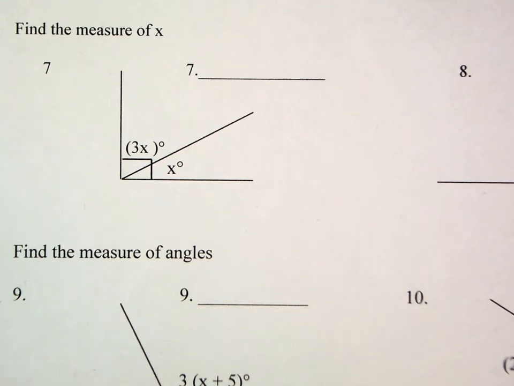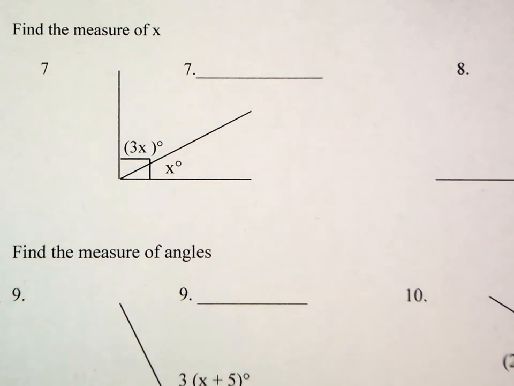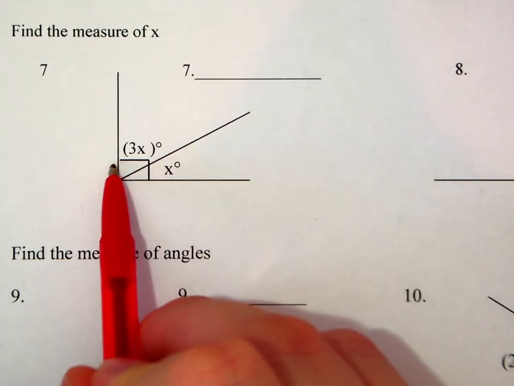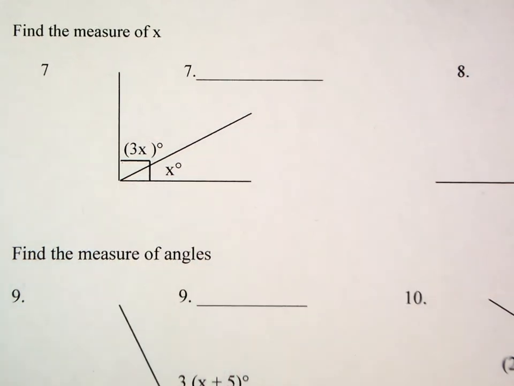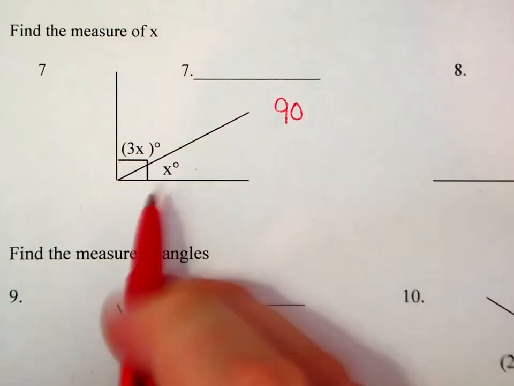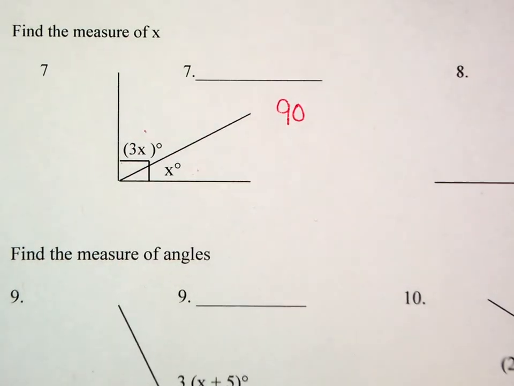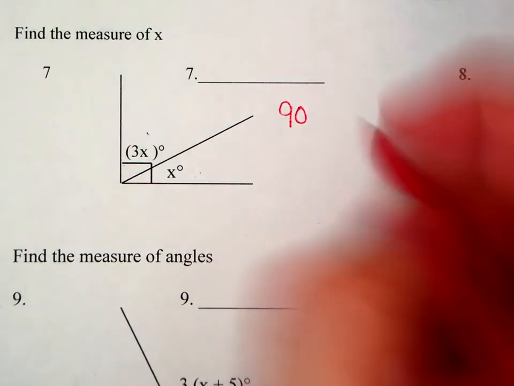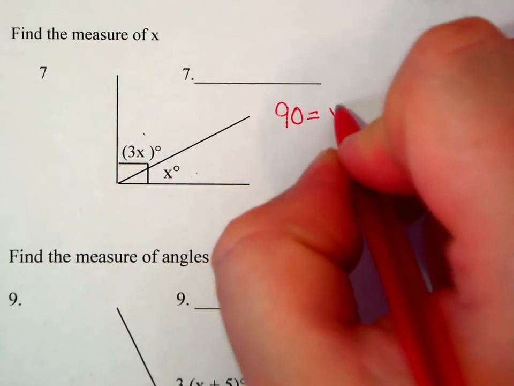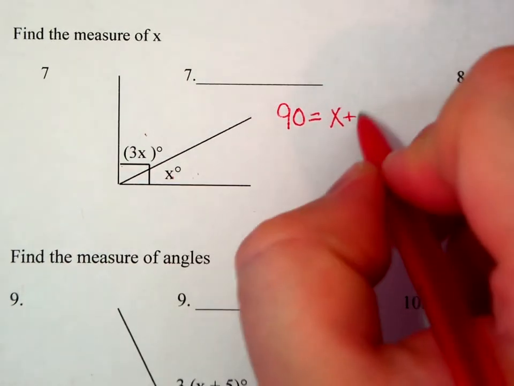Problem 7 asks for us to find the measure of x. So we have to use our understanding of the vocabulary terms, which is why we refreshed with a few above, in order to solve. We know that we have a right angle identified here, and so that right angle tells us that these two angles together are complementary angles. Complementary angles add up to 90 degrees. So 90 will equal the value of the angle x plus the angle 3x degrees.